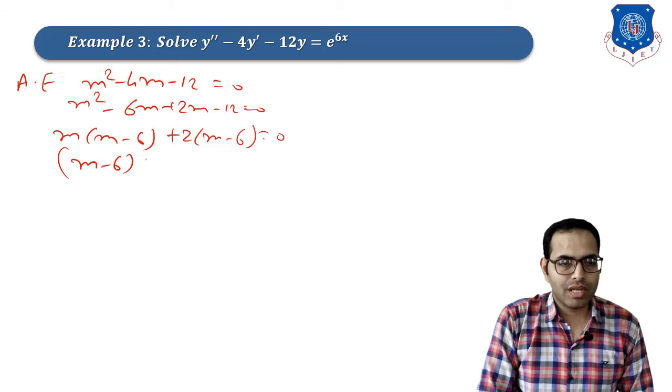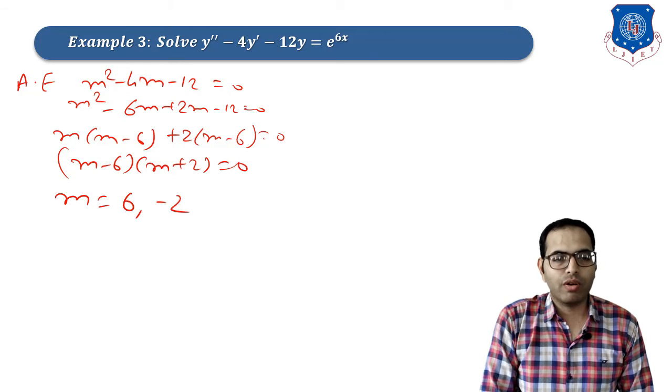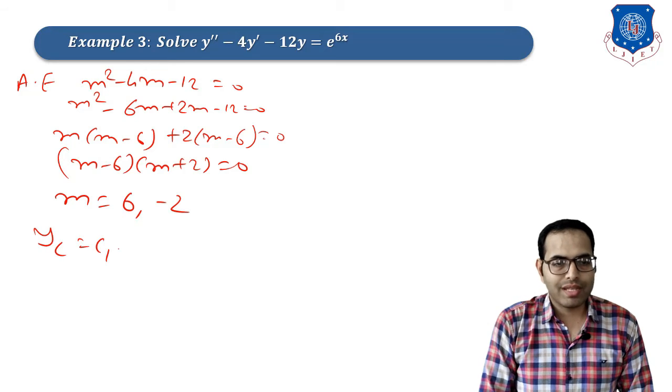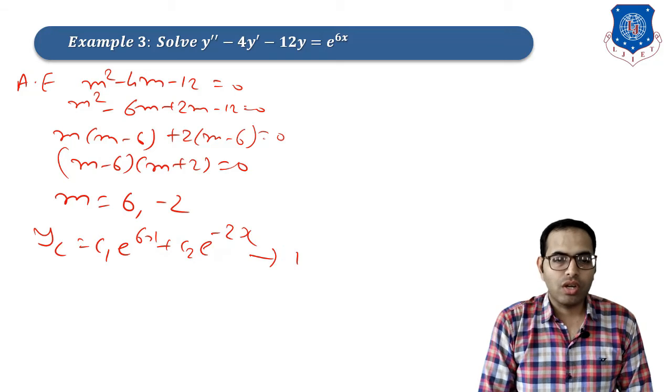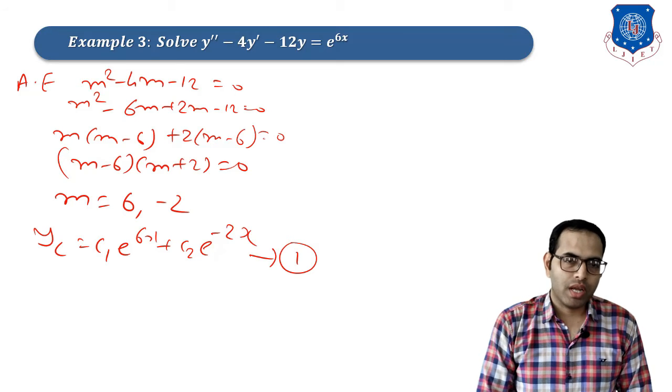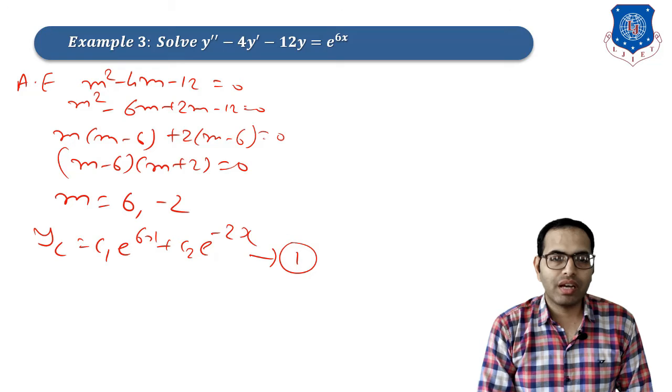Then (m - 6)(m + 2) = 0. Then m = 6 or m = -2. Then yc = c1 e^(6x) + c2 e^(-2x). That is our equation number 1. Now we just find the family of r(x).